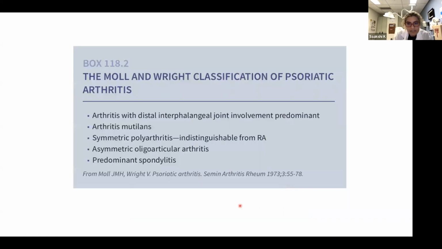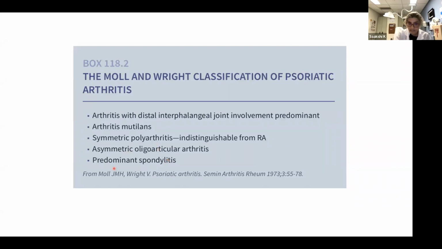Okay. Now this is from my book. As I mentioned, it does come in different phenotypes. You have DIP involvement that can be predominant, similar to that picture I showed you. Then you can have mutilating arthritis, which we don't really see anymore. That's another picture that I showed you. Then you can have patients that have symmetrical polyarthritis, and they complain of swelling and pain in their MCPs, PIPs, and it almost looks like rheumatoid arthritis. But if they have skin psoriasis, it's psoriatic arthritis and not RA.